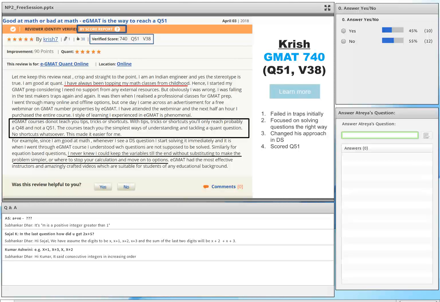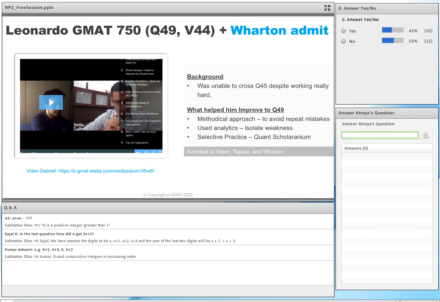Now let's look at another story for people who think that it's really easy to master GMAT Quant, for people who think that without a structured process it's still easy to master GMAT Quant.